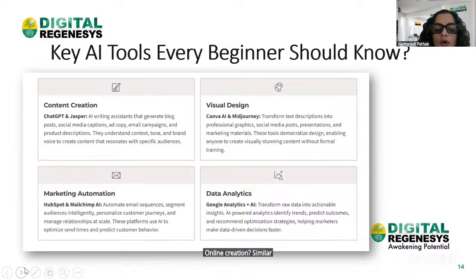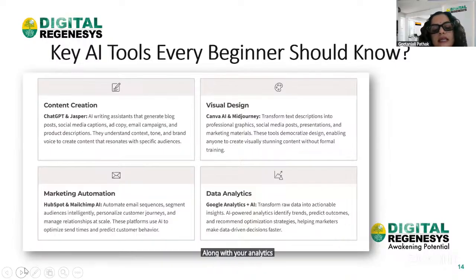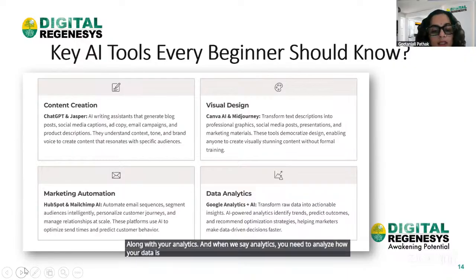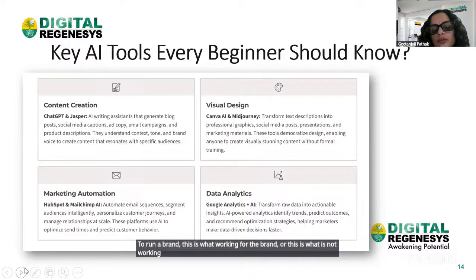Similarly, your marketing automation through email marketing tools and platforms like HubSpot and MailChimp, which definitely have an AI intervention, along with your analytics. And when we say analytics, you need to analyze how your data is performing. So once you actually cater to your analytics, you connect with your target audience, you know that this is what you need to do to run a brand, this is what is working for the brand, or this is what is not working, or reaching out to the target audience.